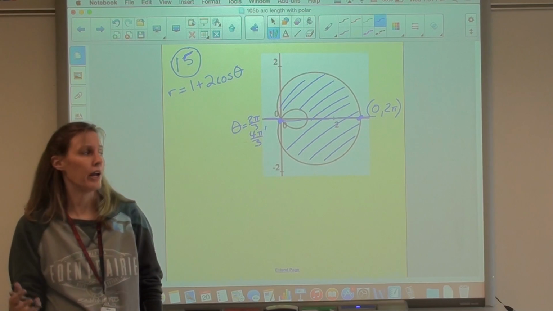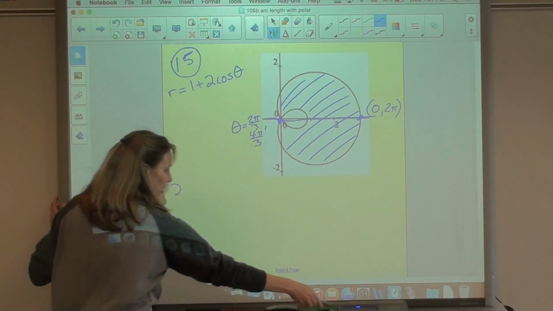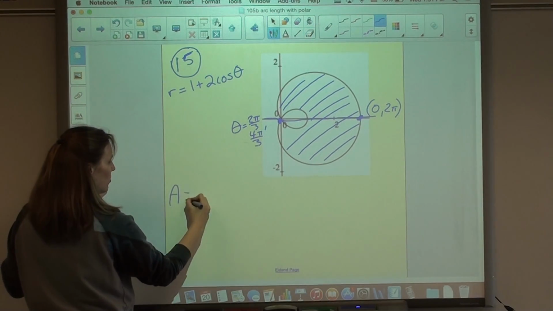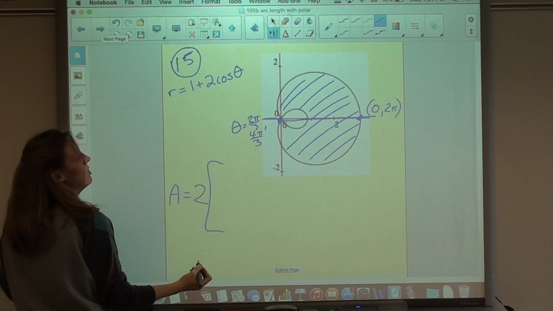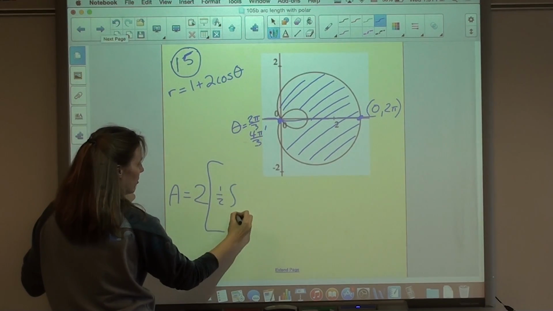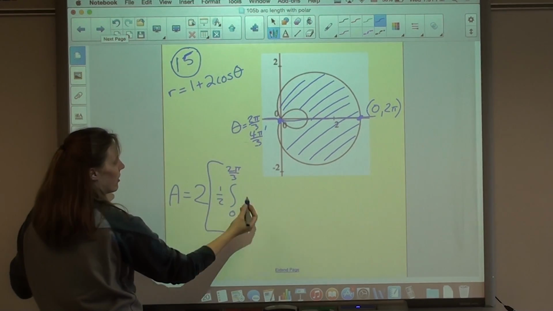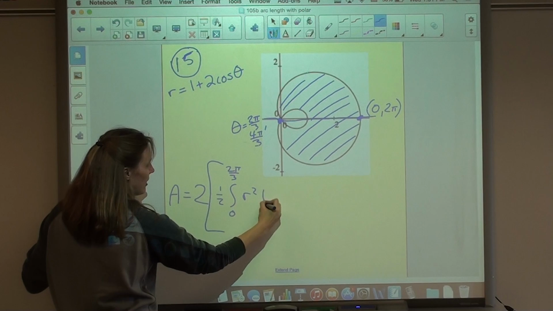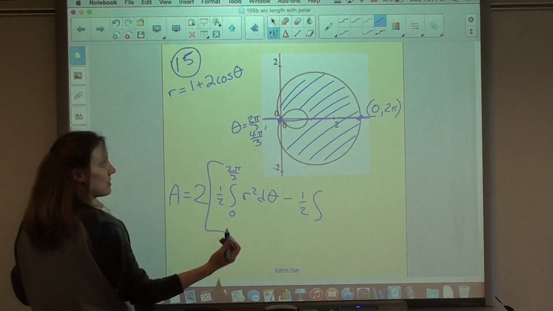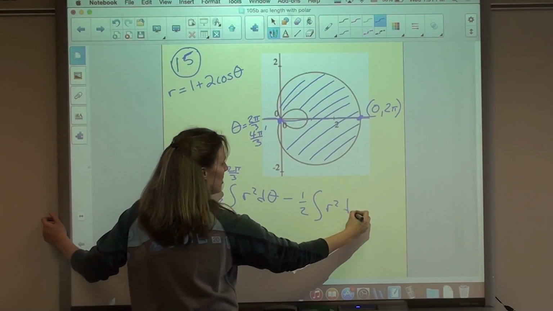Okay, so if we were doing this, I'm gonna start with an area. So area equals, I'm gonna double everything I do. So 0 to 2 pi thirds. So 1/2 integral 0 to 2 pi thirds, I'm just gonna call this r, of r squared d theta. Minus, it's the same graph, right? It's the same r, so r squared d theta.